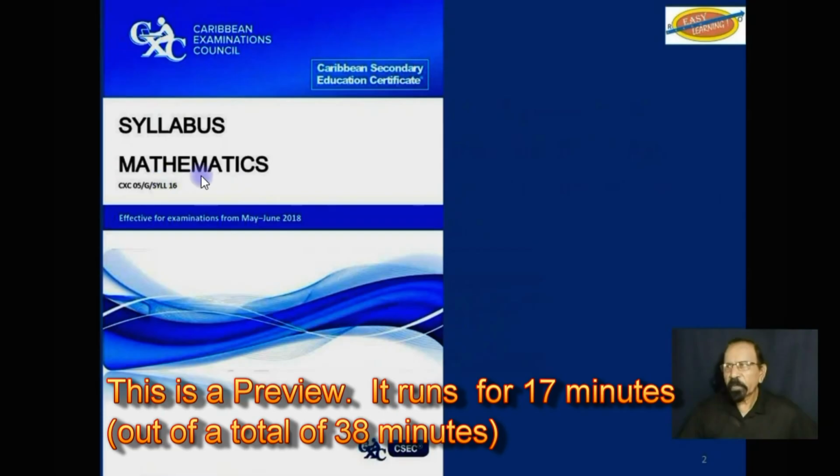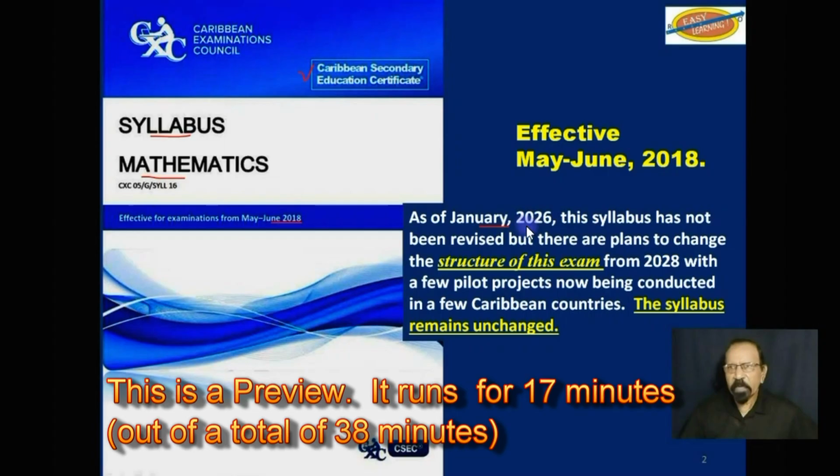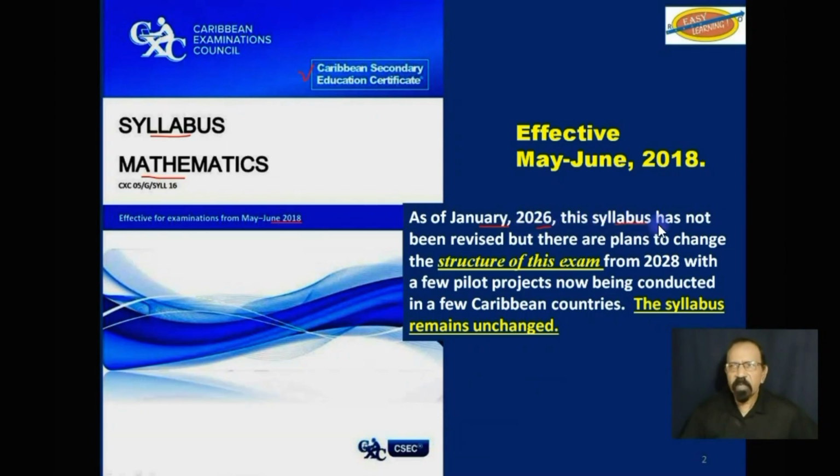We continue with Mathematics Syllabus 2018 for CSEC. As of January 2026, this syllabus has not been revised, but there are plans to change the structure of the exam from 2028 and going forward, with a few pilot projects now being conducted in a few Caribbean countries. The syllabus itself, the contents of the syllabus, remain unchanged.